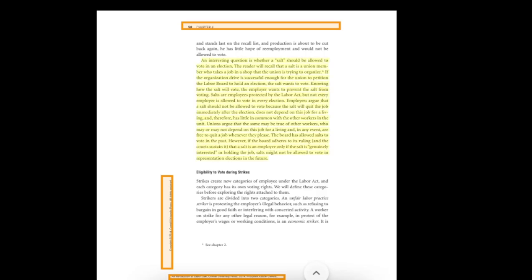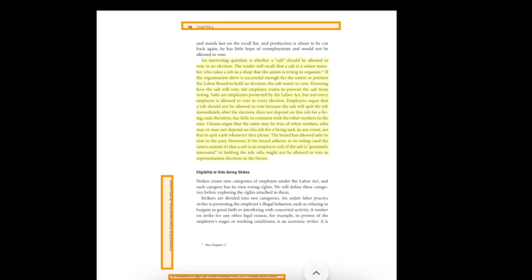An interesting question is whether a SALT should be allowed to vote in an election. The reader will recall that a SALT is a union member who takes a job in a shop that the union is trying to organize. If the organization drive is successful enough for the union to petition the labor board to hold an election, the SALT wants to vote. Knowing how the SALT will vote, the employer wants to prevent the SALT from voting. SALTs are employees protected by the Labor Act, but not every employee is allowed to vote in every election.